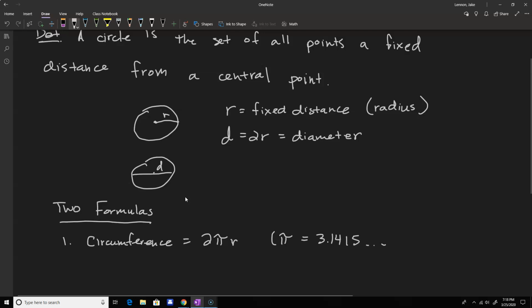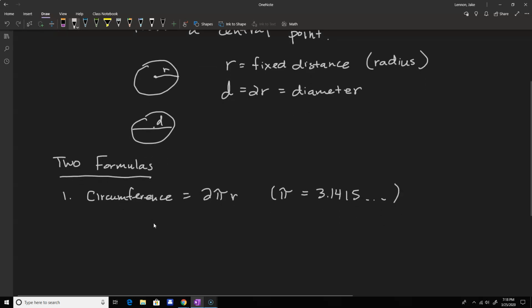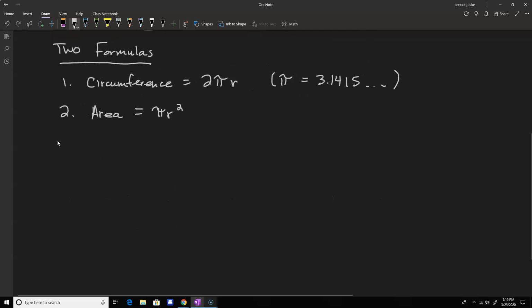A lot of calculators now have a button that you can use for pi, so it gives quite a bit more accuracy than just using 3.14. And the second one is the area, so the area of the circle is given by the formula pi r squared. So let's go ahead and just do a couple of examples, and then we will call it a day.